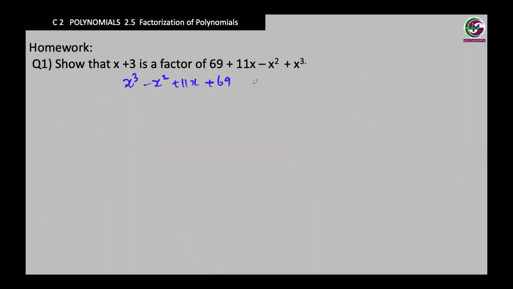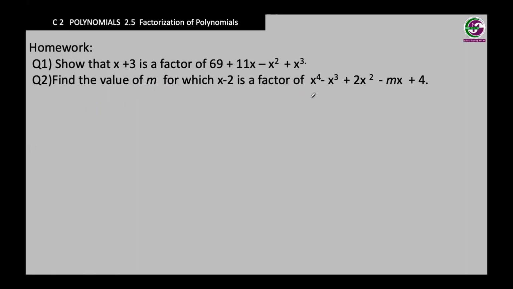To check x plus 3 is a factor, so we rewrite x plus 3 is equal to 0, or x equal to negative 3. We substitute negative 3 and just get the answer. If you get the remainder or the final answer is 0, which means it's a factor. If it's not 0, it is not a factor.